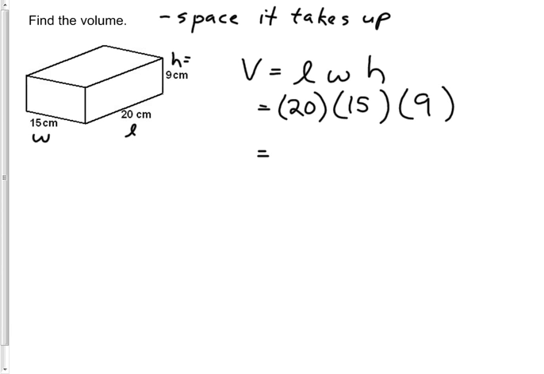I would just punch this into our calculator, 20 times 15 times 9, and we get 2,700. What are our units going to be? Well, our length, width, and height are all in centimeters. So our volume is going to be centimeters cubed. So there we are. Volume, area, perimeter, all evaluated by substituting into formulas.